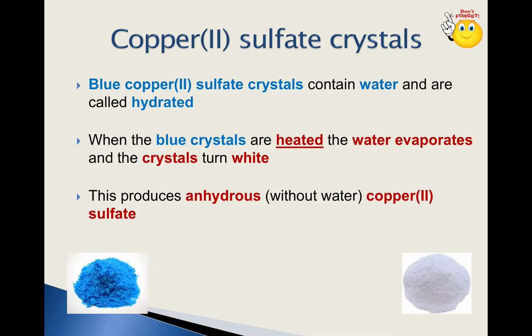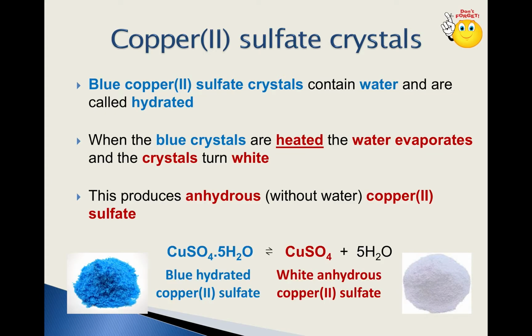So they look like that. Blue copper 2 sulfate is heated strongly and it turns into white copper 2 sulfate, and the water is lost by evaporation. And here is an equation for the reaction. CuSO4.5H2O is blue hydrated copper 2 sulfate, and just CuSO4 by itself is white anhydrous copper 2 sulfate. Anhydrous means that there is no water, and hydrated means that water is present.